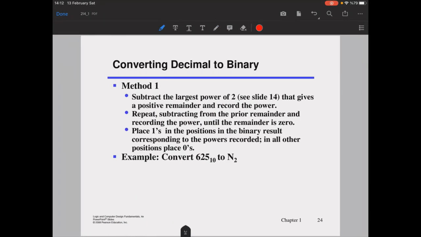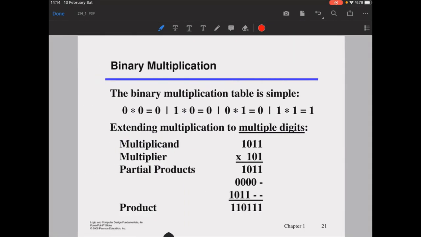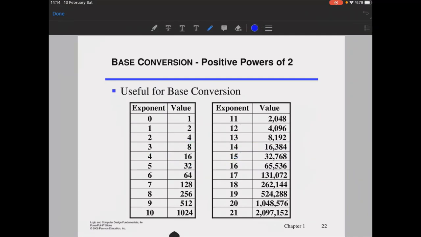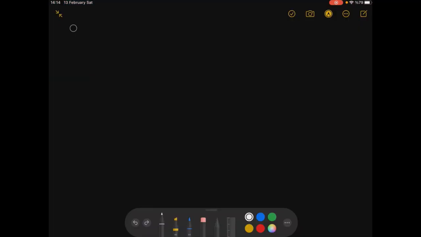That's it. And if you want to convert a decimal number to binary form, now there are two methods for this. In the first method, we subtract the largest possible power of 2 that gives a positive remainder and record that power. Then we repeat this, subtracting and repeating the process until we reach zero in the end. That's the idea. I need to show this to you in a separate board, but please remember that it is again useful to remember or get used to these numbers to have comfort while doing this. Okay, let's now do this for this number.